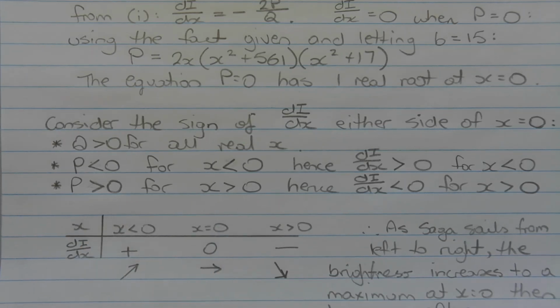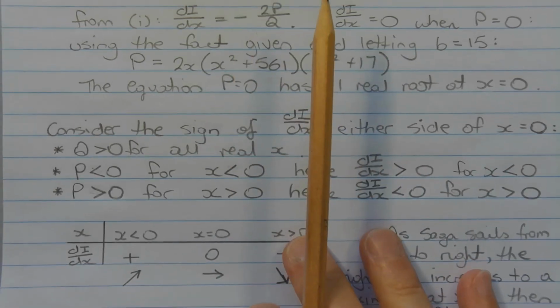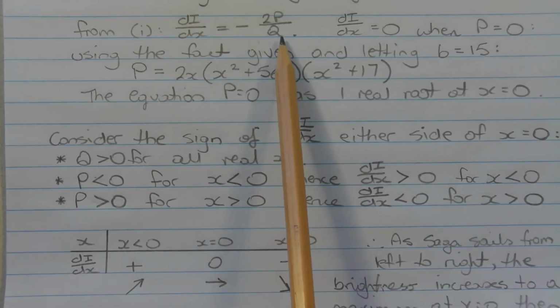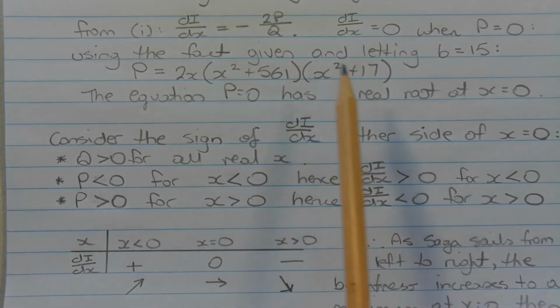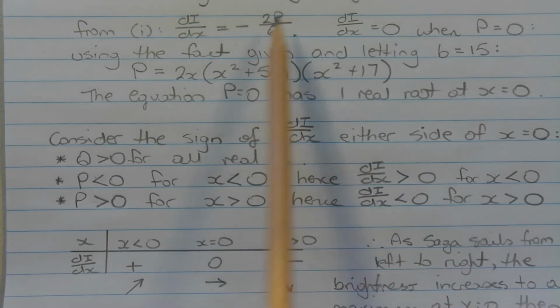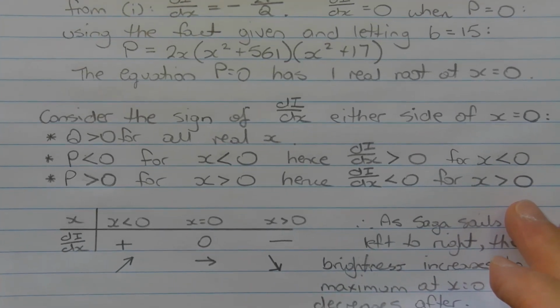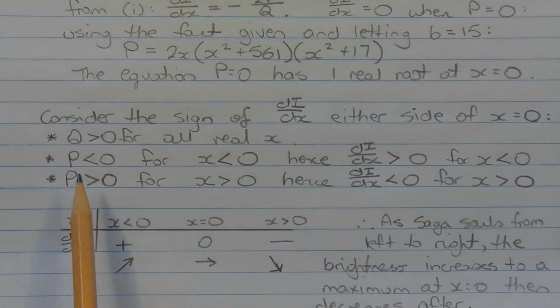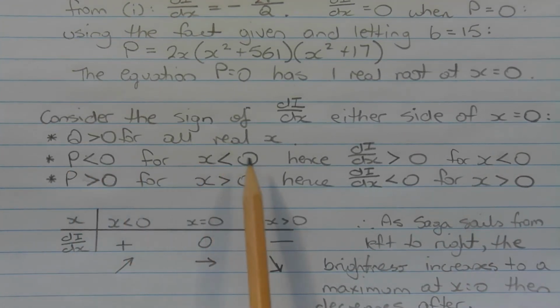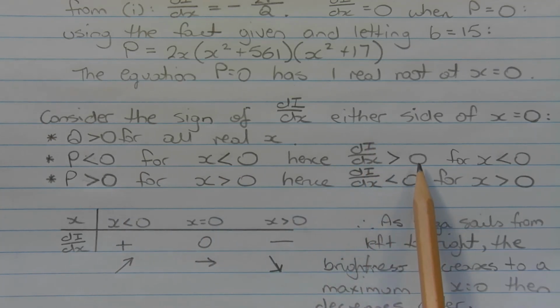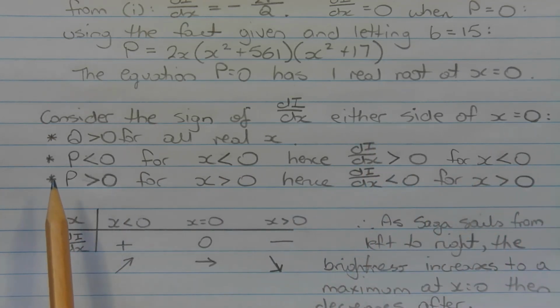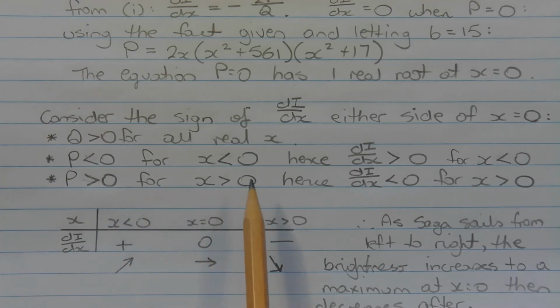Now when p is less than 0, di dx is greater than 0 because we've got this negative here, this negative 2p over q. We know q is positive, so if p is negative, a double negative turns it into a positive. So p is less than 0 for x less than 0, hence di dx is greater than 0 for x less than 0. p is greater than 0 for x greater than 0, hence di dx is less than 0 for x greater than 0.